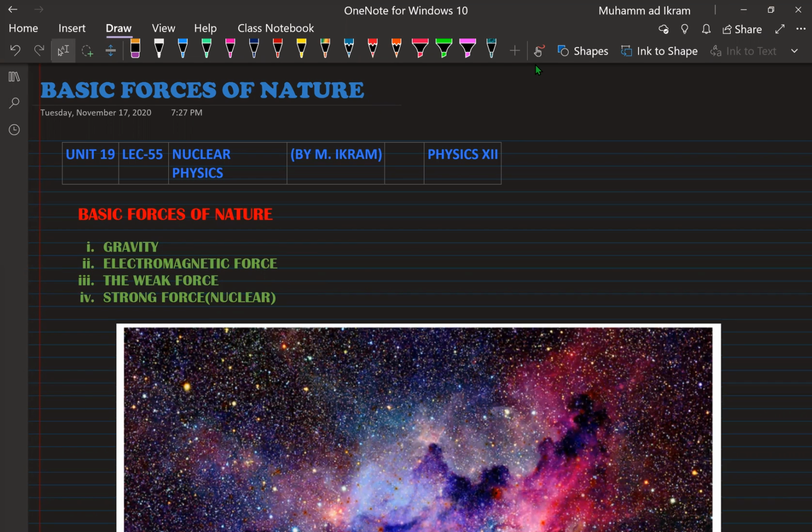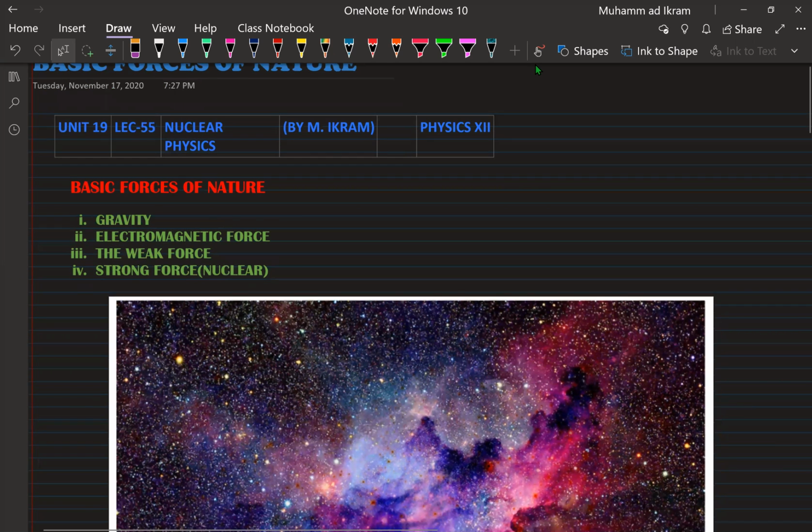There are four basic forces of nature: gravity, electromagnetic force, the weak force, and the strong force. Except the weak force, I introduced the other forces in some way or the other, particularly the electromagnetic force in much great detail, and to somewhat the nuclear force also. But here in this lecture, I will give a detailed description of all the forces.